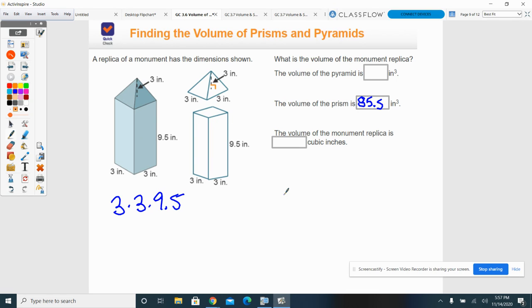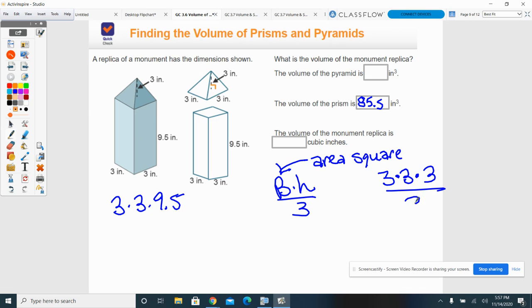How about the top? Well, that's going to be big B times H divided by 3 because it's a pyramid, because of the point on the top. Big B is going to be the area of the base, which is the square on the bottom. So that's going to be 3 times 3, or 9, times the height, which is 3, and then divide by 3. Look at all those 3's. You can actually simplify these out if you want, or you could type them all in. But the volume of the pyramid is just 9, because those 3's would cancel. Add those together, 9 plus 85.5, and I'm getting 94.5 cubic inches for the whole entire thing.